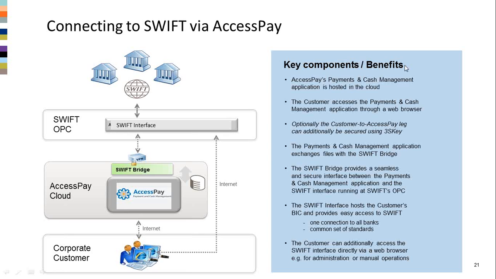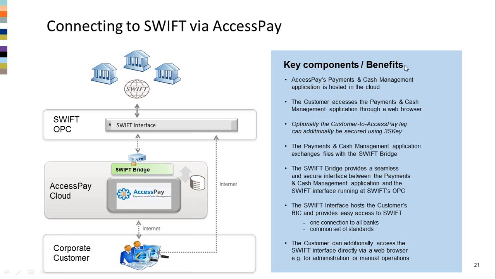So we believe this is a very, very neat solution. The corporate gets to work with a very modern payment and cash management application through his device of choice, desktop, but also smartphones or tablet devices, and then any transmissions that subsequently need to happen across the Swift network happen seamlessly in the background without the corporate needing to manage any infrastructure at his end. So I hope that was clear.